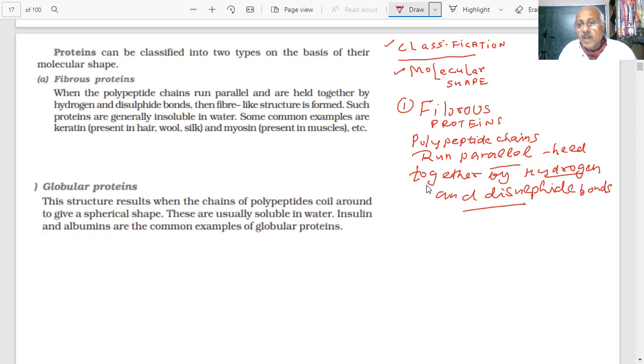And student, fiber-like structures, what are the properties? They are water insoluble. Can you give me an example of a fibrous protein, student?